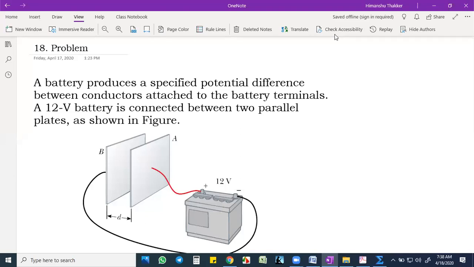After doing some theory part, then we will move on to the doubts in H.C. Verma.